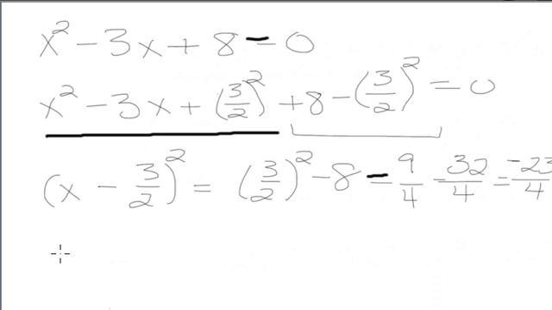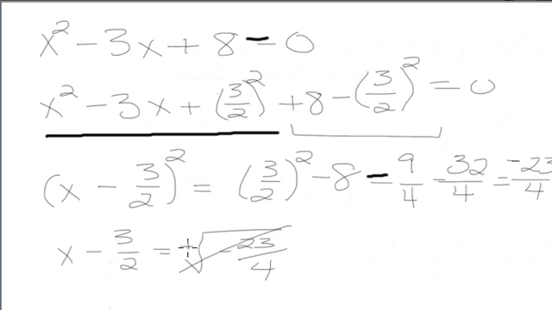So now I'm going to say that x minus 3 over 2 is equal to the square root of negative 23 over 4. And at this moment, every bone in your body should be screaming out that that is not a viable option. It doesn't matter whether we took the positive or the negative root, we cannot take the square root of a negative number. Basically what that's saying is you can imagine a parabola that never crosses the x-axis, and that's what we have here. It's a parabola that is simply never going to cross the x-axis.